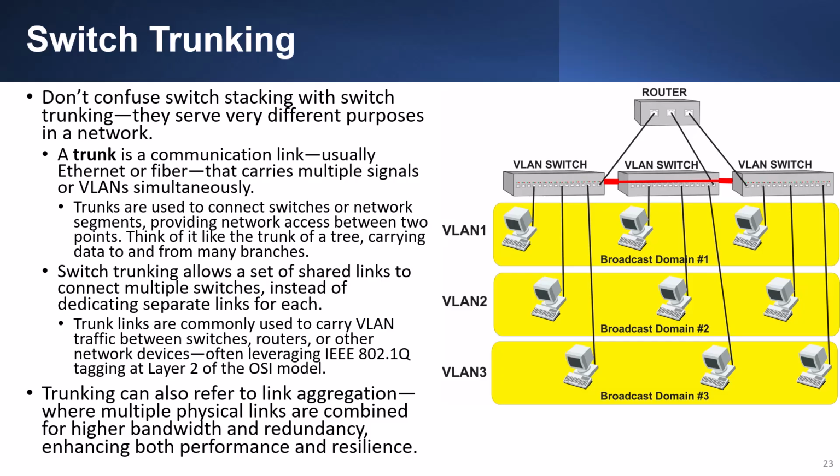Switch trunking allows a set of shared links to connect multiple switches instead of dedicated separate links for each. Trunk links are commonly used to carry VLAN traffic between switches, routers, or other network devices, often leveraging IEEE 802.1Q tagging, a layer 2 protocol of the OSI model. Trunking can also refer to link aggregation, where multiple physical links are combined for higher bandwidth and redundancy, enhancing both performance and resilience.